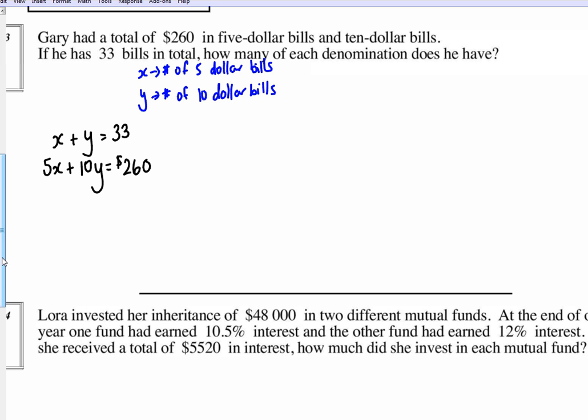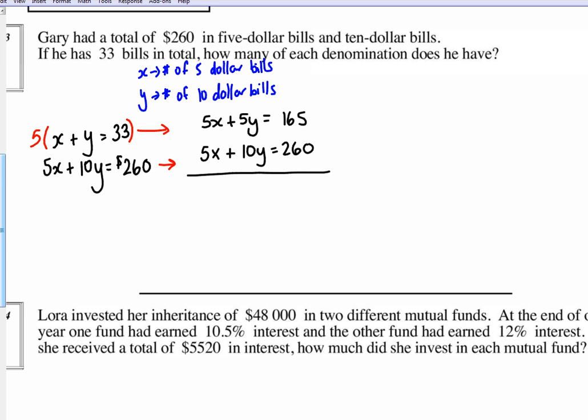Let me guess. You're going to say x. You guys all love to eliminate x. Okay, multiply the first by 5. And we get 5x plus 5y equals, what's 5 times 33? We can do it. 15, carry the 1, 15 plus 165. Okay. Now, are we going to add or subtract?